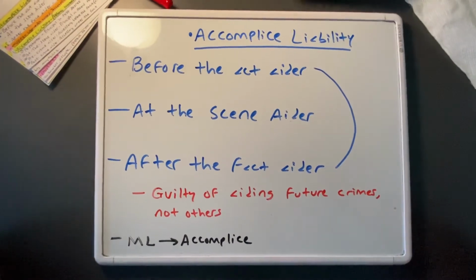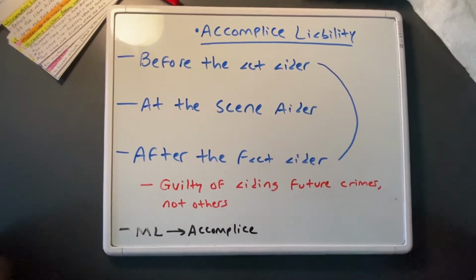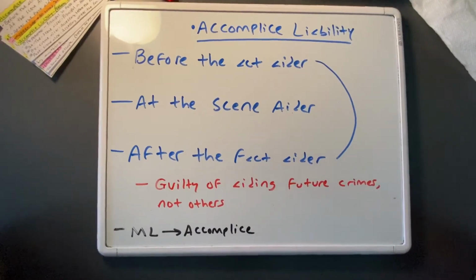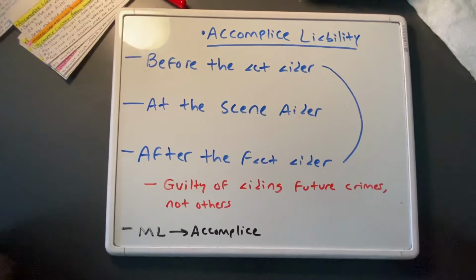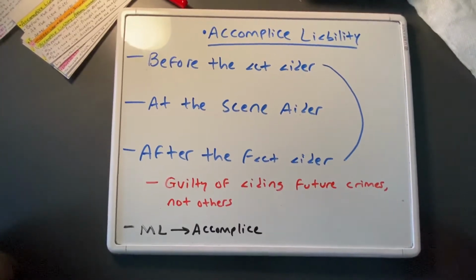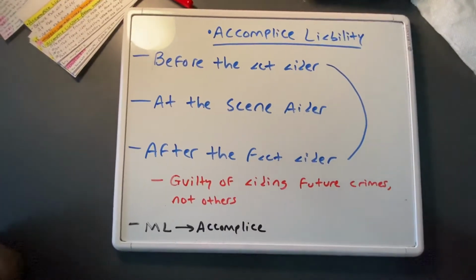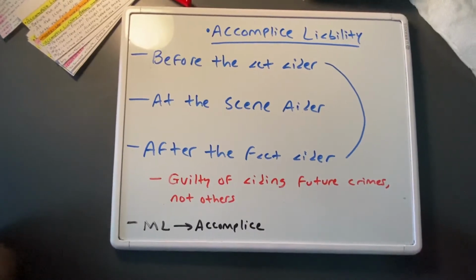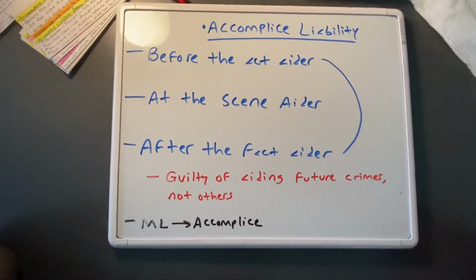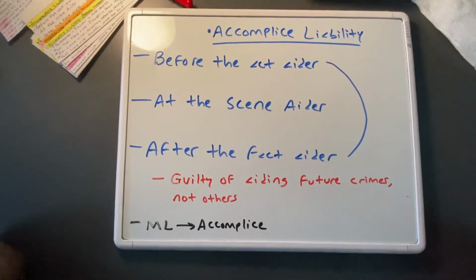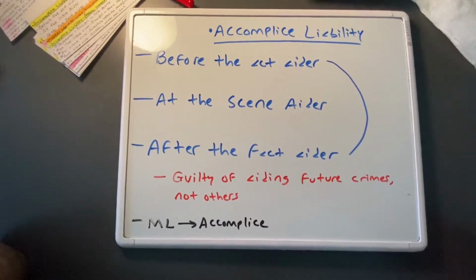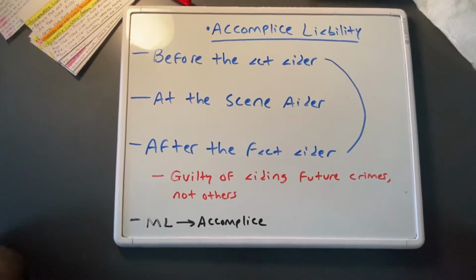Accomplice liability in criminal law. Accomplice liability can be very straightforward. It is not as complicated as a lot of people make it out to be. Okay? Accomplice liability can be a little confusing with conspiracy. I had this problem. However, after this short video, you should be able to comprehend accomplice liability fairly easily, whether you're in law school or not.